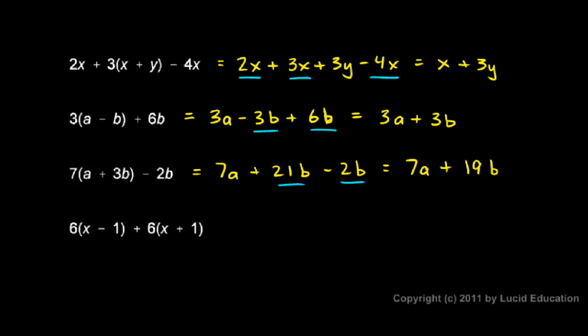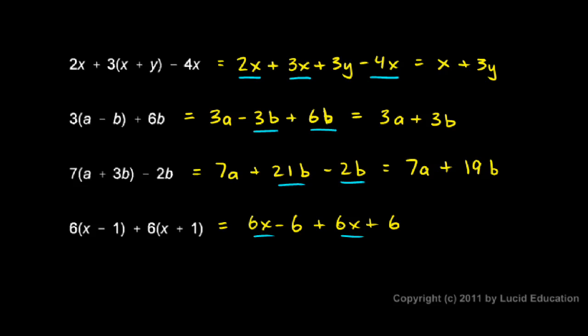Now here I distribute this 6 right there, multiply the 6 times the x and times the minus 1, and I distribute this 6 here. So let's do both of those distributions first. This first one gives me a 6x minus 6, and then the second one gives me a 6x plus 6. So I have 6x minus 6 plus 6x plus 6.